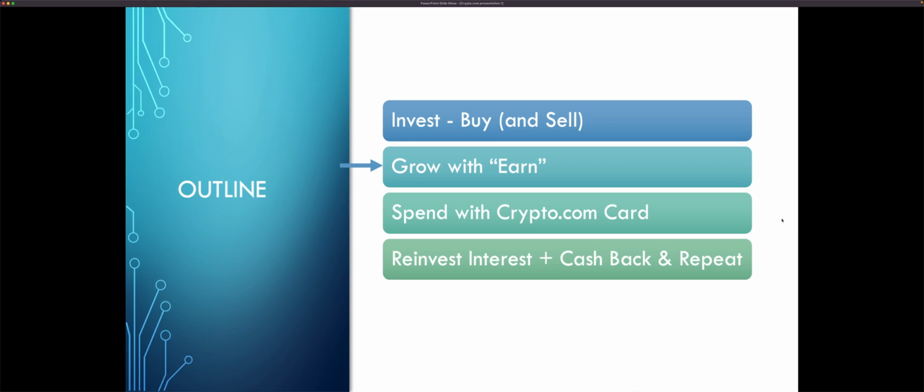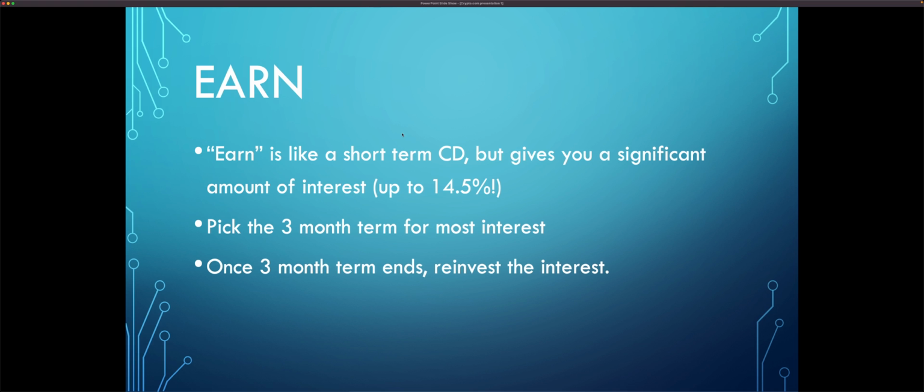Excellent. So now this is another function of the app that is very useful for us. It's basically gaining interest on the cryptocurrency that you're holding. So what is Earn? Earn is just another word you can call for a certificate of deposit or basically a savings account. However, it gives you a significant amount of interest, up to 14.5%. That's a lot. And I just like to give a caveat.